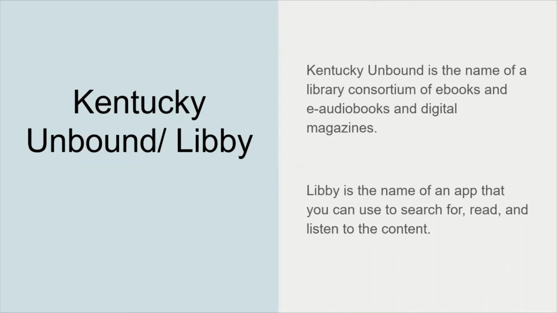Okay, in this lesson, we're going to go over how to use Kentucky Unbound in the Libby app. Kentucky Unbound is the name of a library consortium. It's ebooks and audiobooks and digital magazines. And Libby is the name of the app that you will search for and add to your phone if you want it. You can read or listen to the content in the Libby app.